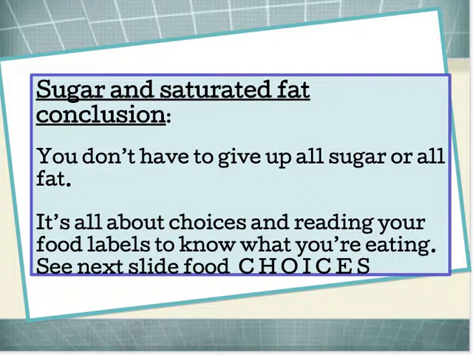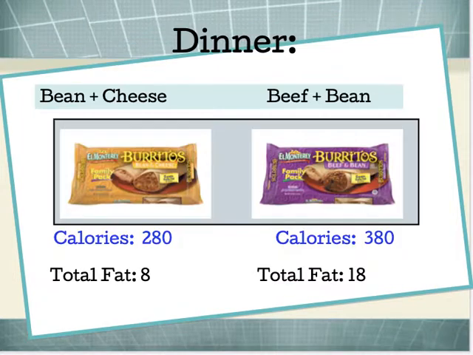Saturated fat and sugars. You don't have to give up all your sugar or all your fat. It's about choices, and reading your food label is how you know what you're eating. That's the biggest thing. Decide what you need to do and what you want to do, and then choose wisely.